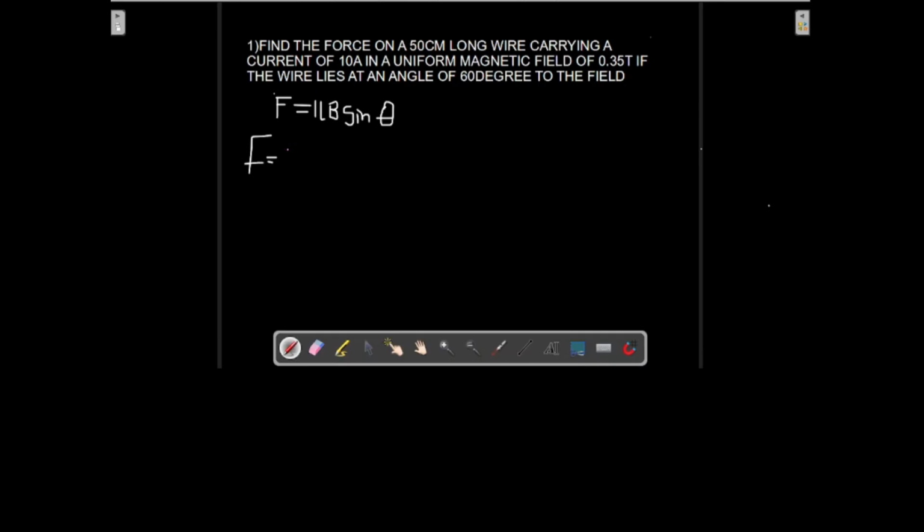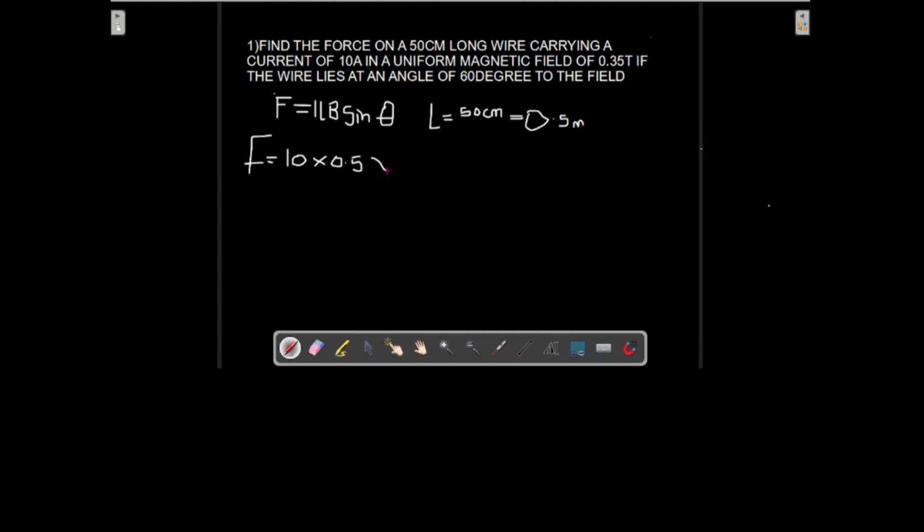Now the current, we're told 10 amperes, so we input 10 multiplied by the length of the wire. In the question, the length of the wire is 50 centimeter. Of course, we have to convert that to meter. If you want to convert from centimeter to meter, you divide by 100, which gives us 0.5 meters. So that's the length after conversion, 0.5 meter. All right, so this is multiplied by 0.5.